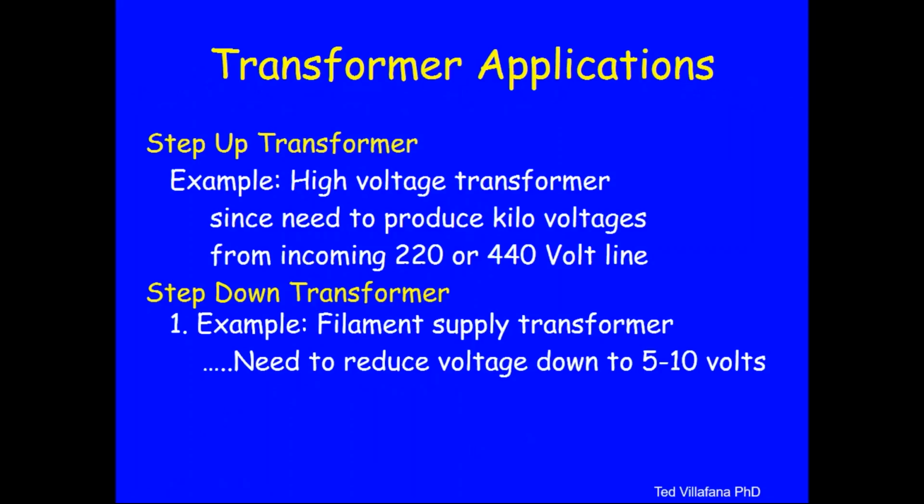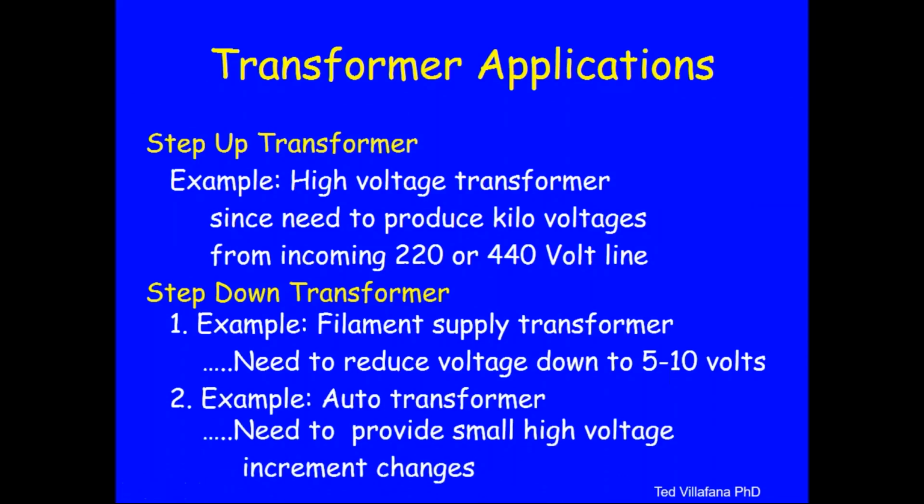And I mentioned that the step up is for the high voltage production. The step down is for the filament supply, where you take the wall voltage and you got to get down to 5 or 10 volts. Okay, this is the last thing I'll say, and then we'll cut it short, and I'll continue the next time. Another application of a step-down transformer is in the high voltage selection, where you want to go in very small incremental changes. I'll say a little bit more about auto transformer the next time, but let's stop at this point.